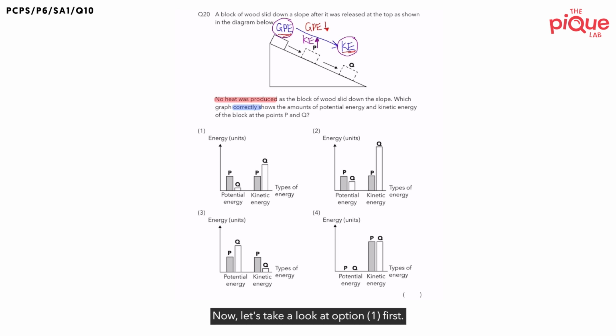Now, let's take a look at option 1 first. If we look at the amount of potential energy for option 1, what happened to the potential energy from P to Q? We can see the potential energy here decreased. Now, is that what should happen? Yes, we already said earlier, GPE should decrease.